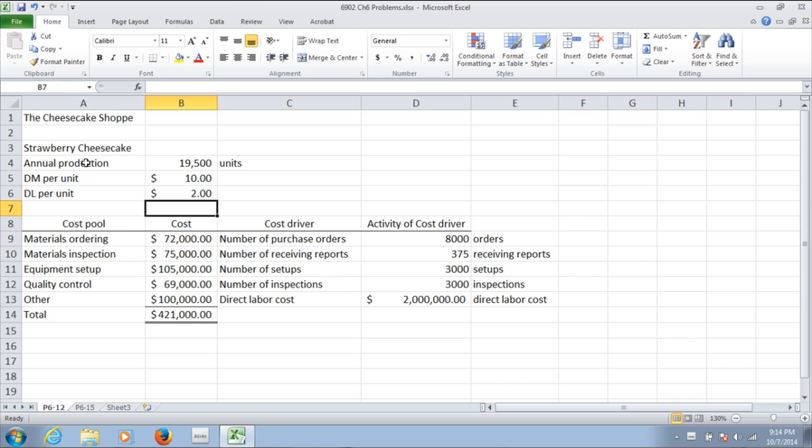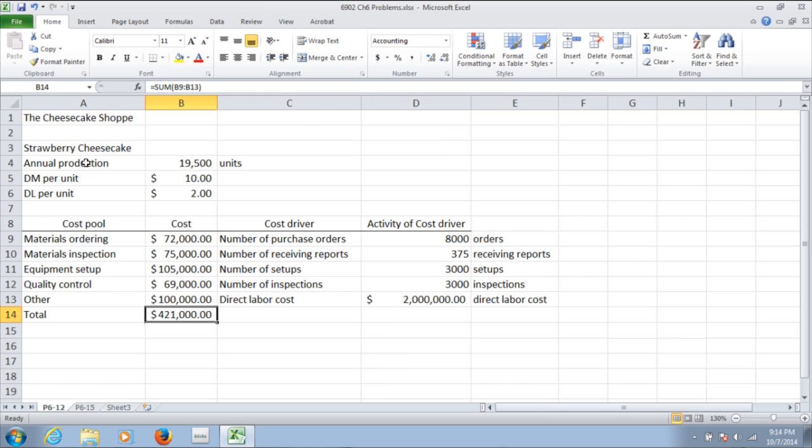unit of strawberry cheesecake. But then the overall overhead costs, so the total overhead of $421,000 for all of the products that it has. So not just strawberry, but all of the cheesecakes. So what we're going to do here is develop a way of allocating overhead and then applying the overhead cost to strawberry cheesecake and see how that affects its total cost, in particular on a per unit basis.